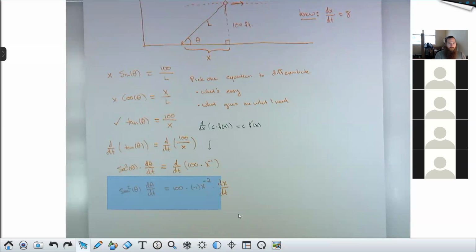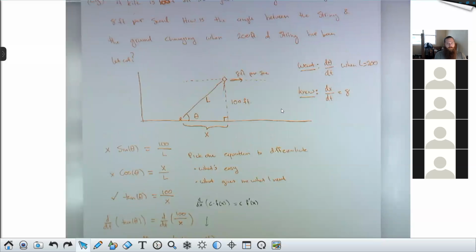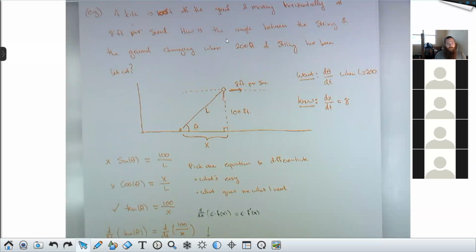Now, unfortunately, there are some things in here I don't know, right? I don't know what secant squared of theta is. I don't know what negative x to the -2 is. I do know what dx dt is. But the x to the -2 here and the secant squared of theta, those are things I can figure out, because they asked me to do all of this work to find the rate of change at the moment when there's 200 feet of string out.